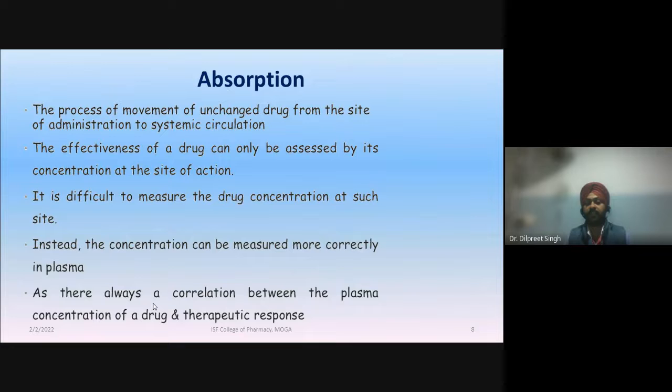So instead, the concentration can be measured more conveniently in the plasma. It is one of the easiest methods, because in the plasma there is solvent-solute partitioning, so we can determine the concentration by various quantitative and qualitative techniques, as there is always a correlation between the plasma concentration of the drug and the response. There is a linear therapeutic response generated by different drugs given through the oral route. So in the oral route, there is always a correlation between plasma concentration and therapeutic response.